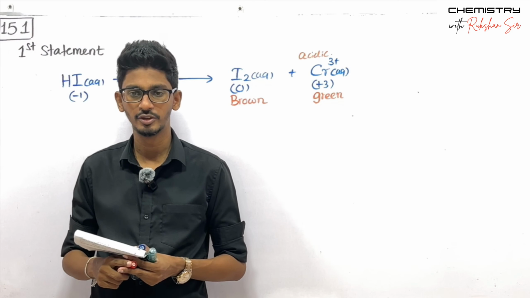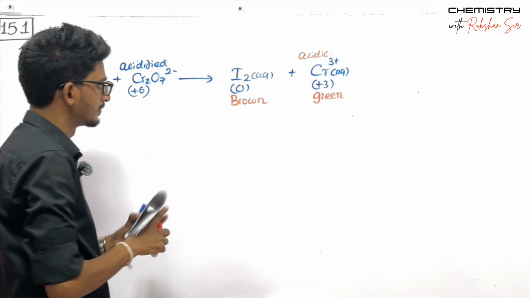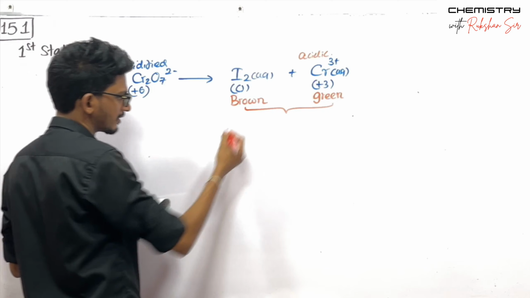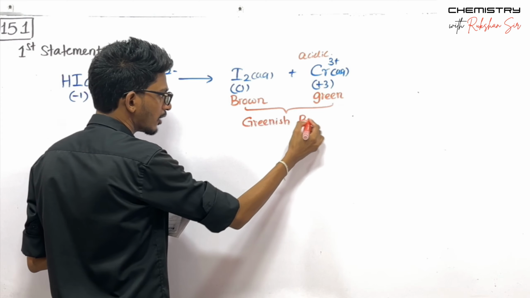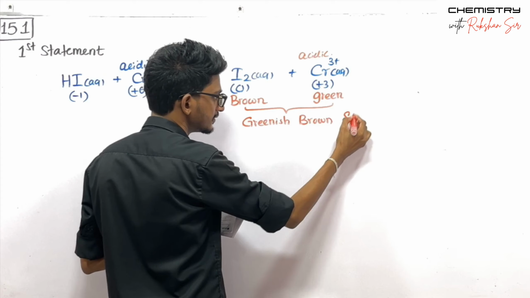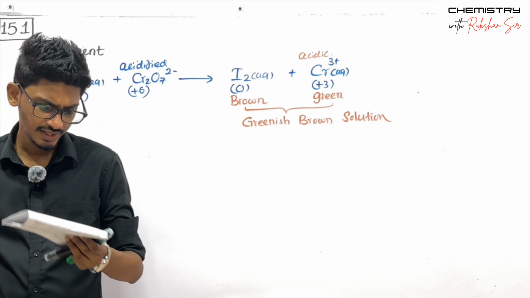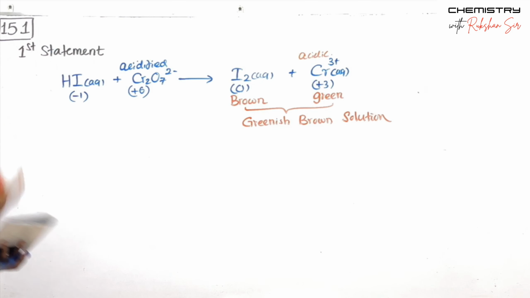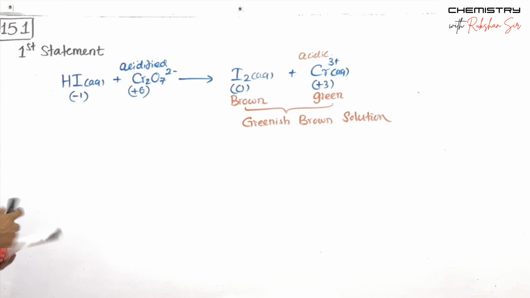That would be the final solution. Not just green, because I2 is also produced, so the final solution would look greenish brown or brownish green. Greenish brown solution would be the result. So again, let's go to the statement. It says HI turns a solution of acidified dichromate to green. So it is false. The color is not green. The color is brownish green, because I2 is also produced in this case. So the first statement can be taken as false.